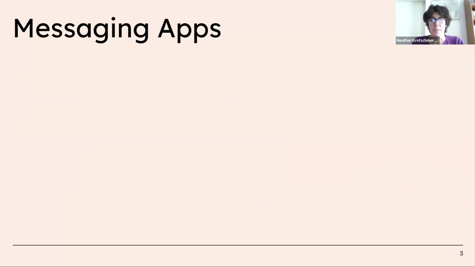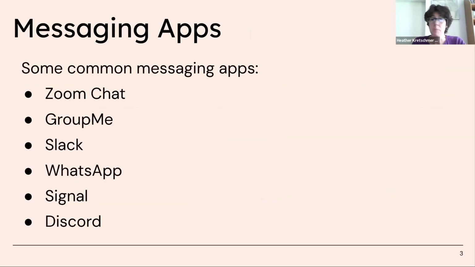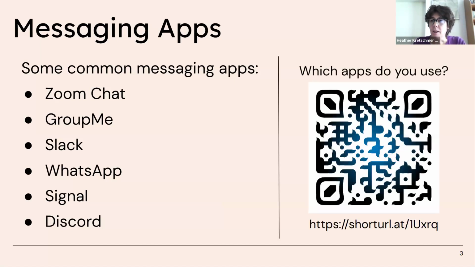Yeah. And I'm sure there are many different messaging apps, and I'm sure you're familiar with some of them. For example, the Zoom chat, and by the Zoom chat, I don't mean what you see in the Zoom in our meeting here, but rather a separate app. Also, GroupMe, Slack, WhatsApp, Signal, and Discord. Those are some. And we're just curious as to how, in what context you use messaging apps and which ones. I'll put this link in the chat in a moment. But which apps do you use in which circumstances?